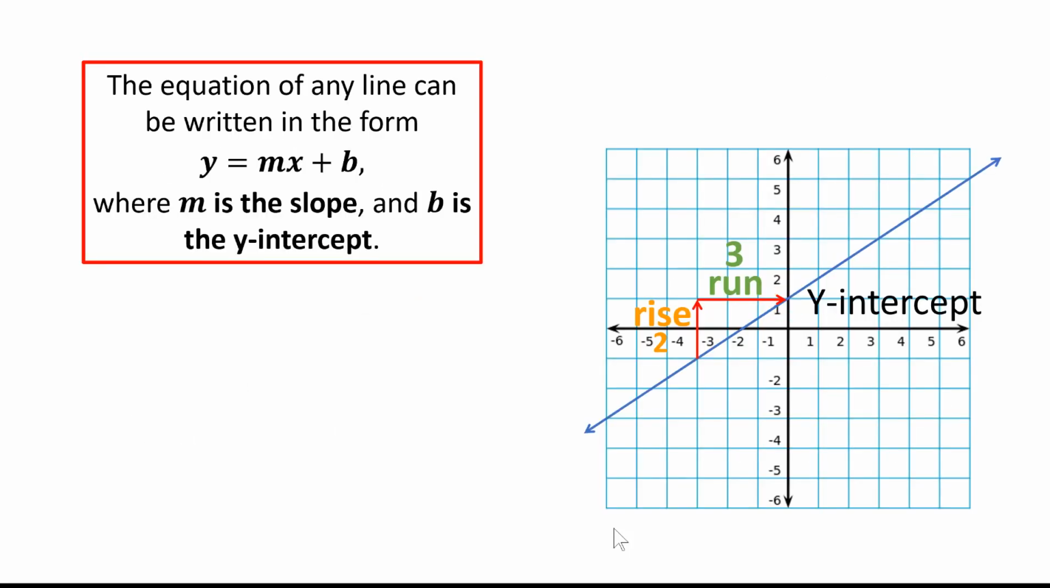So once you know the slope and the y-intercept of any line, you can write its equation, because the equation of any line can be written in the form y equals mx plus b, where m is the slope and b is the y-intercept. So for this line right here, you have a slope of 2/3, rise over run, and you have a y-intercept of 1. So you can write the equation of this line, y equals 2/3 x plus 1. M, the coefficient of x, is the slope, and b, the constant, is the y-intercept.